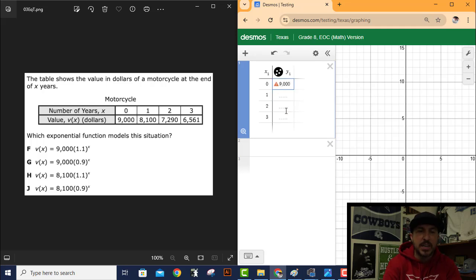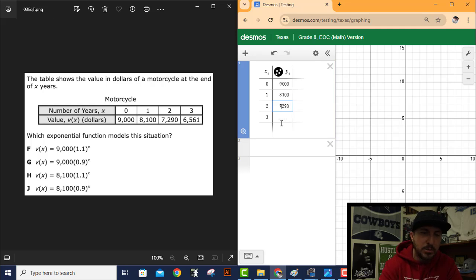Hey, it's not working. Here's why it doesn't work. You cannot put a comma in your calculator. Do not put commas into your calculator. You're going to ruin it. So it's 9000. 8111. No commas. You cannot put commas in there. 729. No commas.